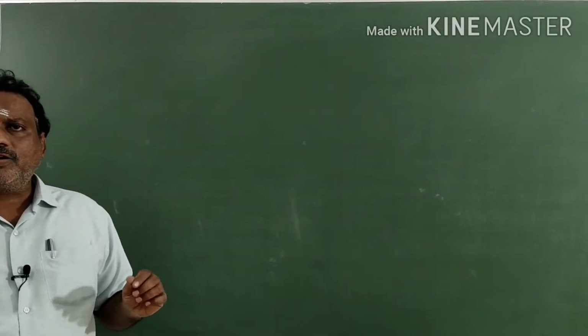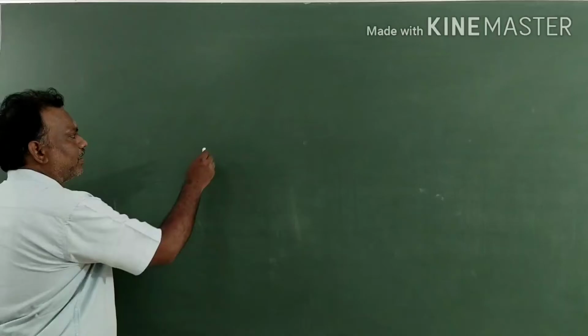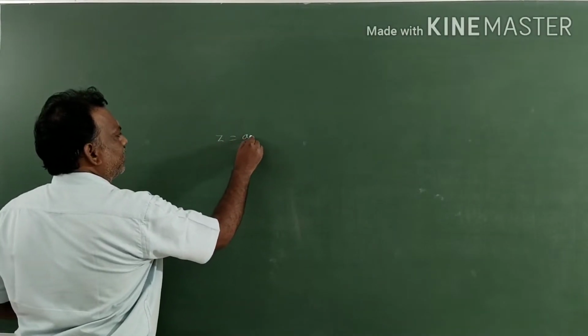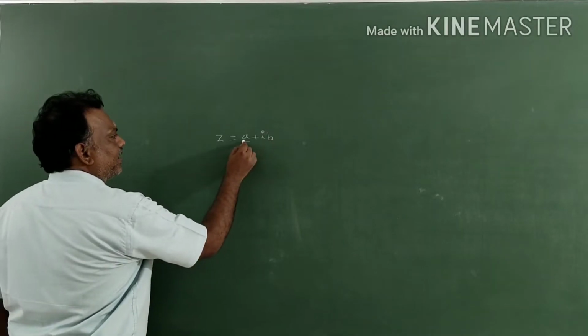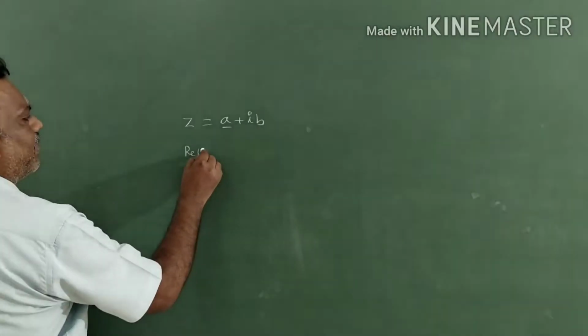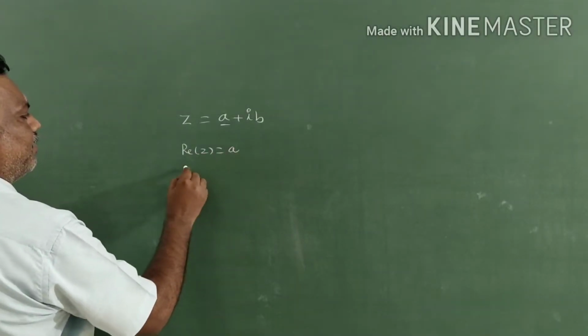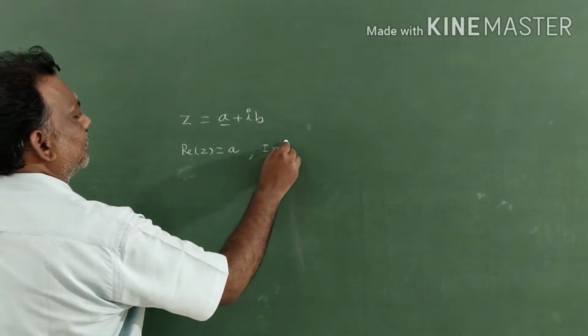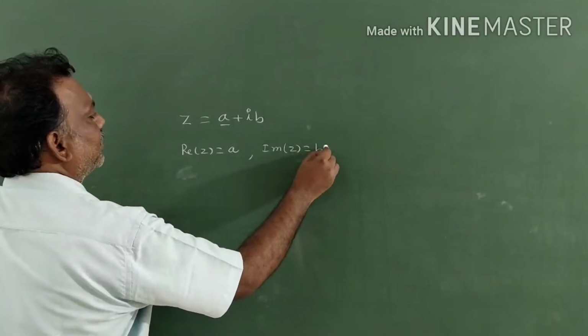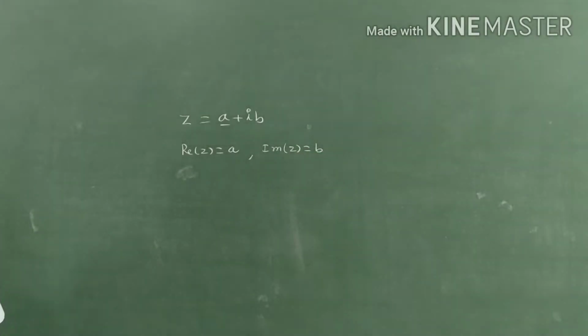So Z is equal to a plus ib. It is the general form of a complex number. This a is called the real part of Z, and b is called the imaginary part of Z. The imaginary part of Z is b, the real part of Z is a.